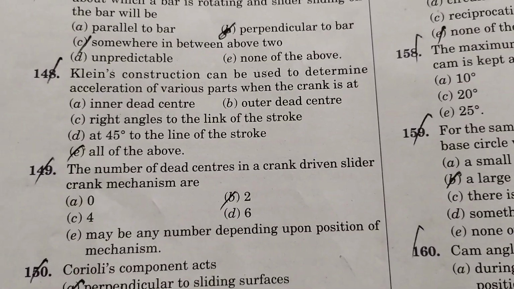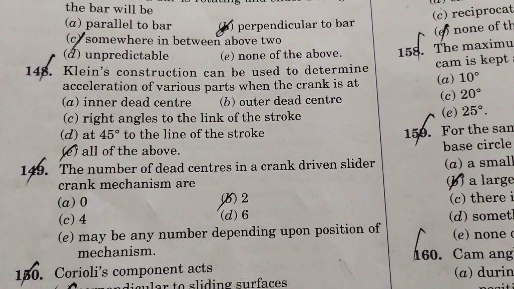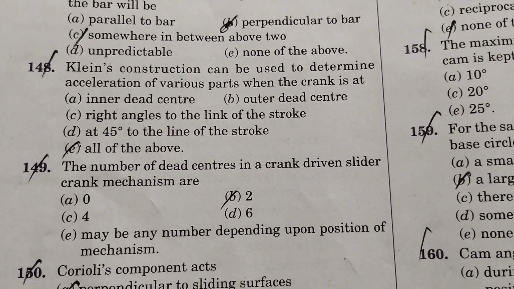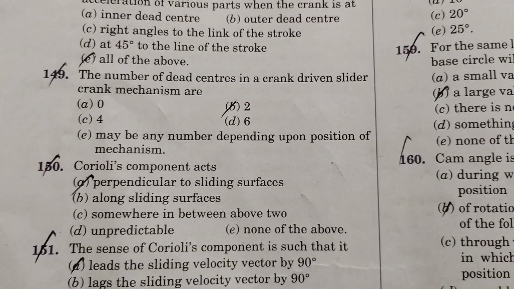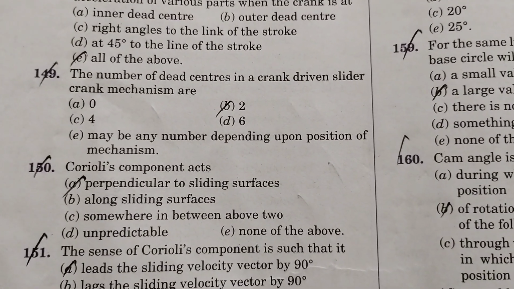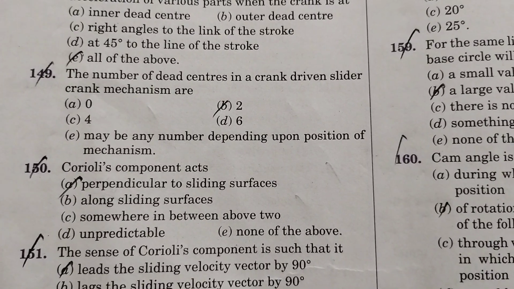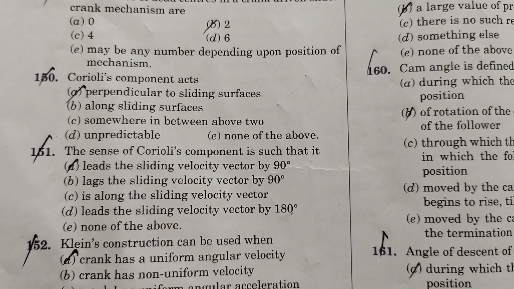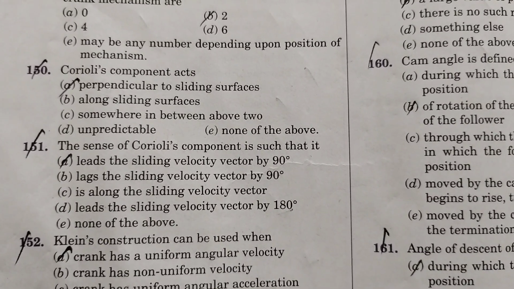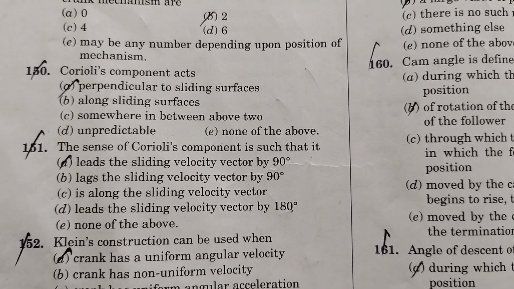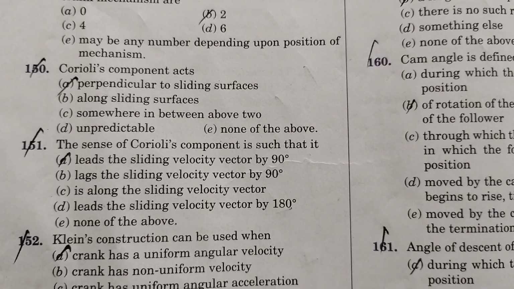The number of dead centers in a crank driven slider crank mechanism is 2. Coriolis component acts perpendicular to the sliding surfaces. The Coriolis component leads the sliding velocity vector by 90 degrees.